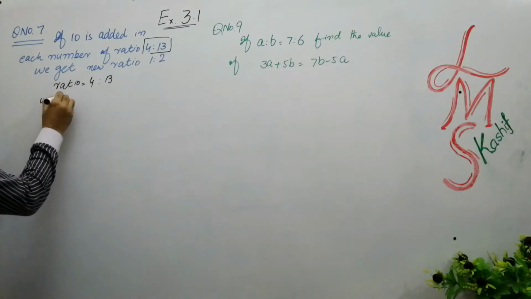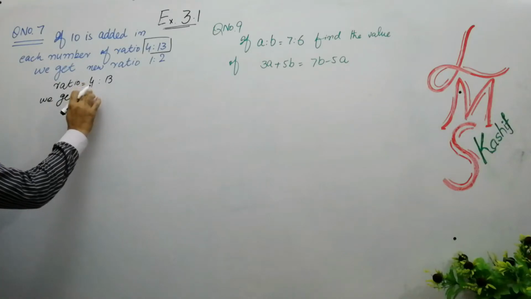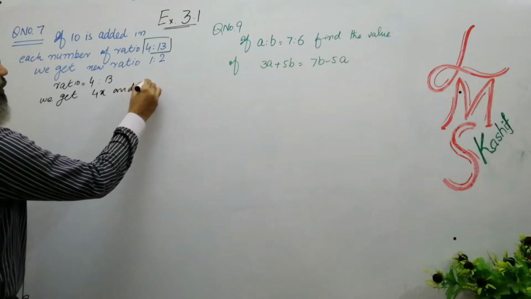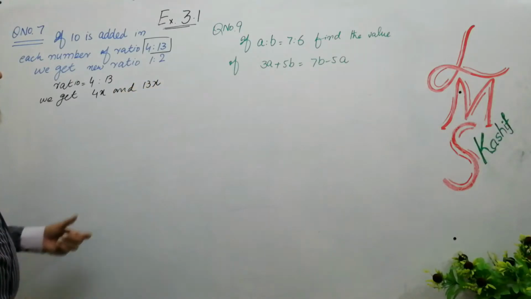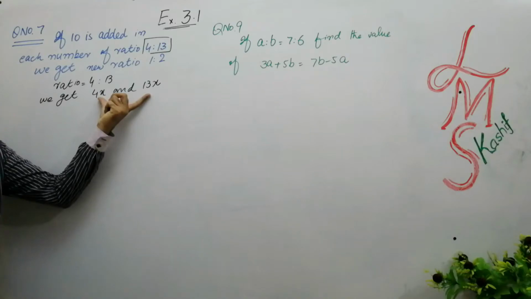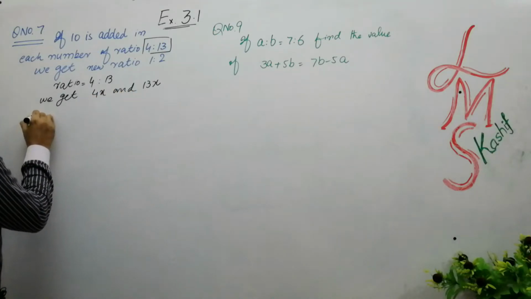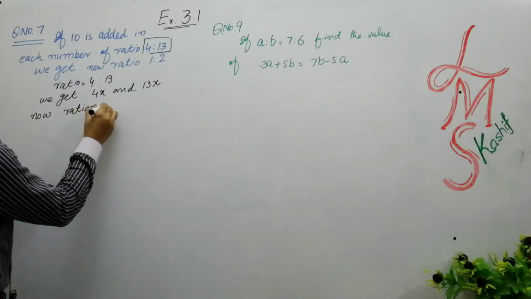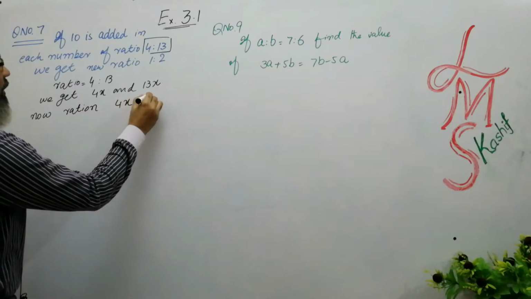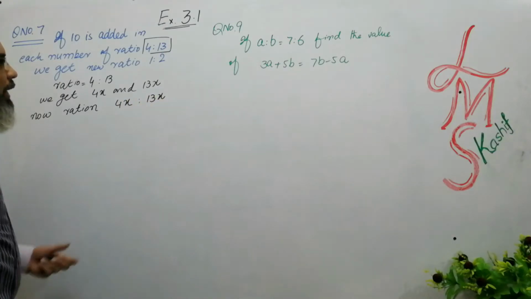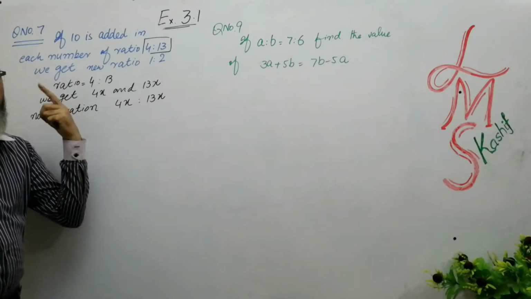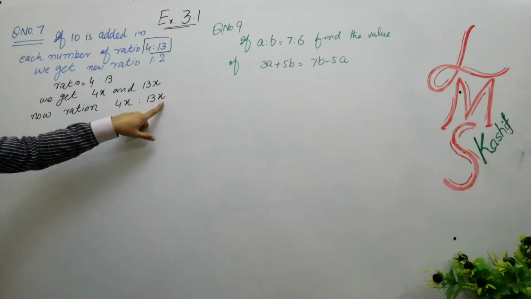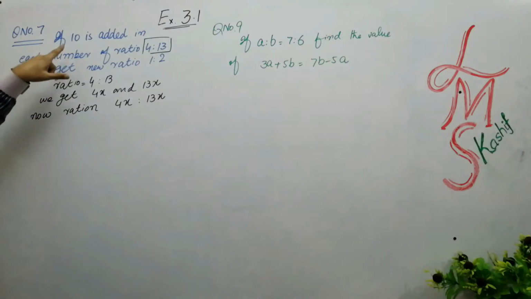So we will first multiply x with these ratios. Multiplying with the x, what we get, 4x and 13x. So now what is the ratio between the numbers? That is 4x ratio 13x. This is your new ratio when we multiply this with the x. And we have to find the value of this unknown variable x. So now what is the condition?